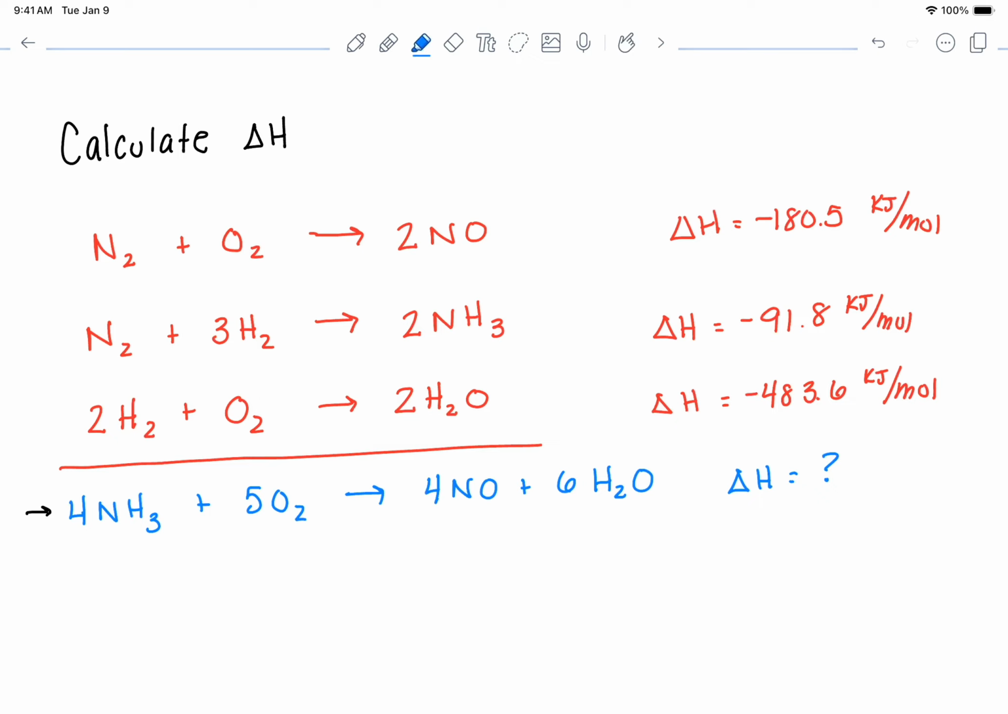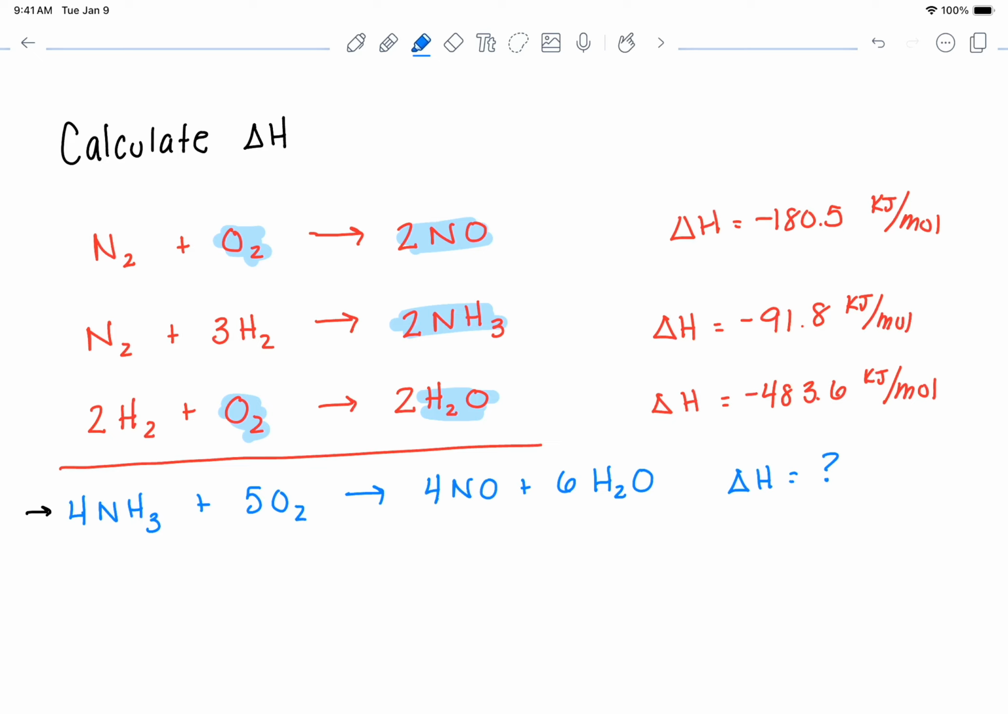Okay, let's take a second and highlight where each of our products and reactants of the equation that we want to get to are in our thermochemical equations. So NH3 is right there. O2 is going to be in a couple places. So we have O2 here, O2 there. Lovely. NO, it's going to be right there. And H2O is going to be right there. Okay, so that means that we're going to have to cancel out some N2s and some H2s because those don't end up in our final equation.